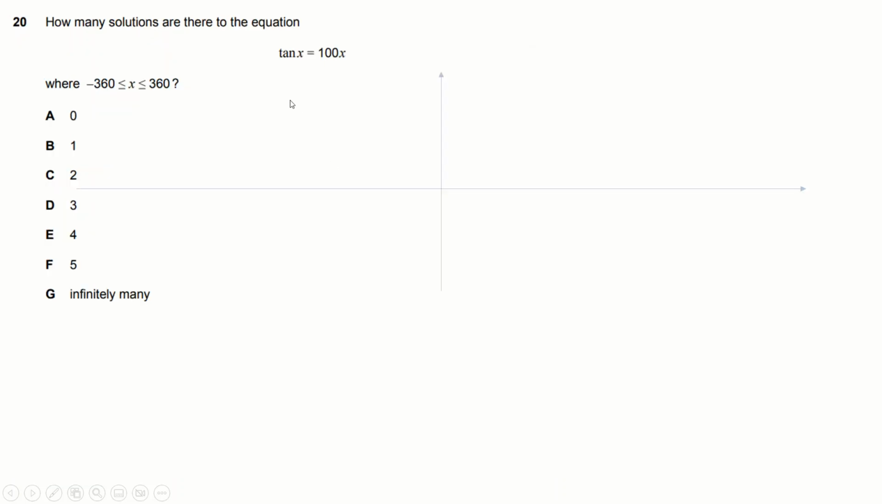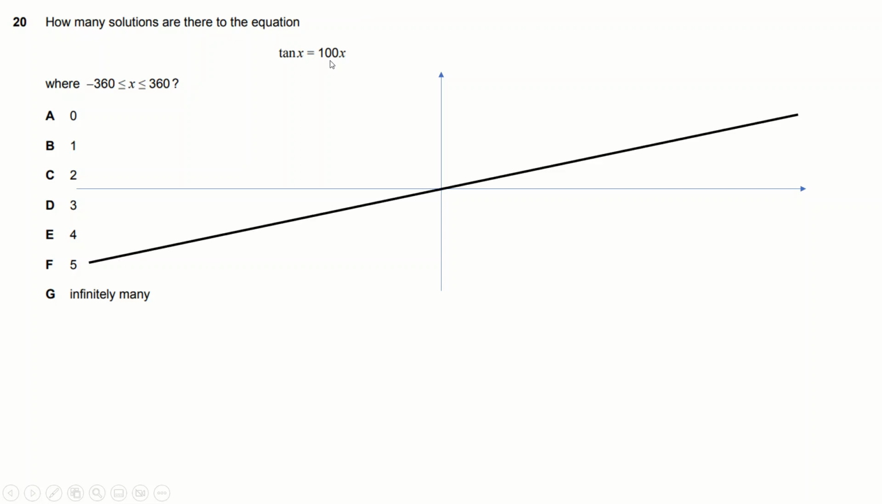This question is nice. I've talked in a previous video before about how with many-solutions questions you just sketch. 100x is a straight line, and I know you're thinking right now, oh, that straight line is so shallow. It's got such a small gradient. How dare you plot 100x looking like that? But you don't know what my scale is. Like, I haven't labeled the scale. 100x is just a straight line.